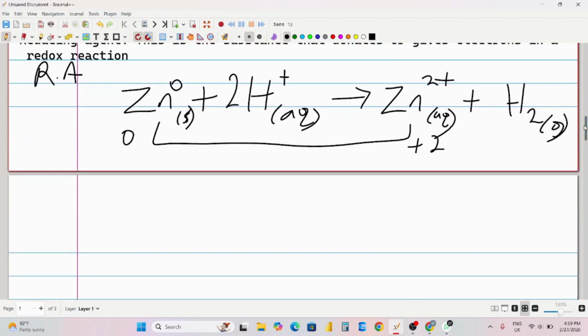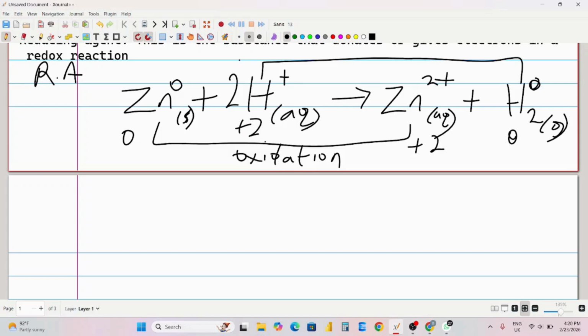So our zinc is experiencing what? Oxidation. From what we learned earlier, oxidation and reduction are complementary reactions. As one is happening, the second one is also happening. So it means the hydrogen, going from plus 2 towards the charge of 0, is obviously what? Reduction. Now that's the first step.